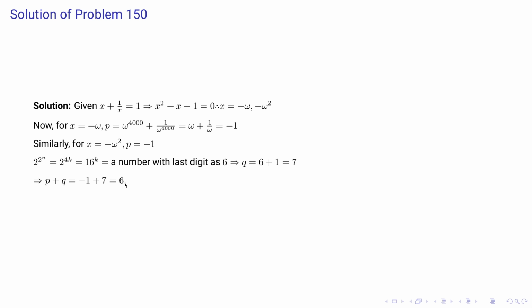So with this we come to the end of the 15th set of problems. In the next set we will solve the 16th set of problems.